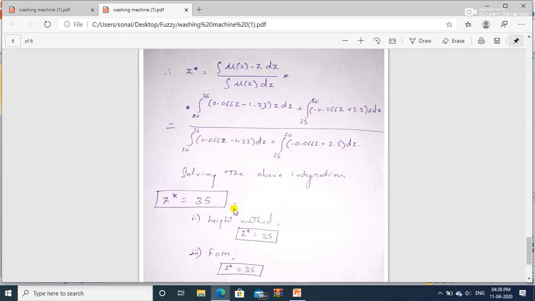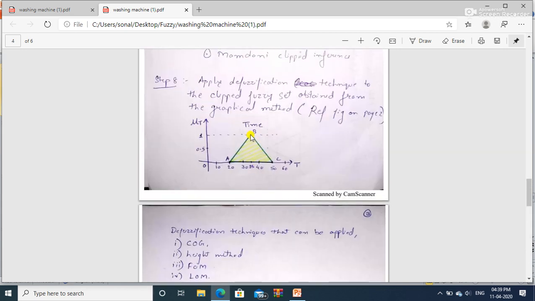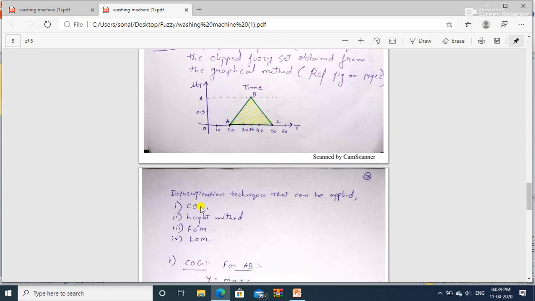Okay, similarly, if I apply the height method, it is nothing but the peak value, that is the maximum value in the entire diagram, which will be selected. So the peak value is this one, and the value corresponding to it is 35. That is the defuzzified value. So from center of gravity we are getting 35, and from the height method also we are getting 35 minutes.